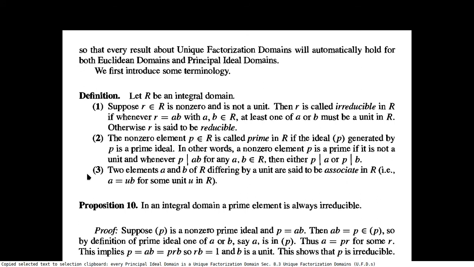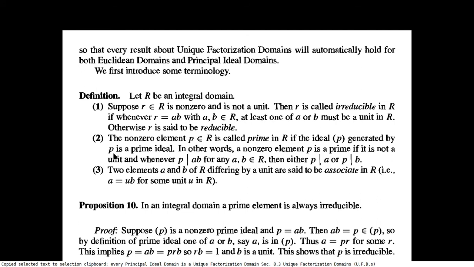A non-zero element p is going to be prime if the ideal generated by p is a prime ideal. So it's going to be prime if it's first of all not a unit, and whenever it divides a product of two elements, it divides at least one of them. It makes a lot of sense when you see that in terms of integers and numbers, right? A prime dividing a product of two numbers must divide one of them.